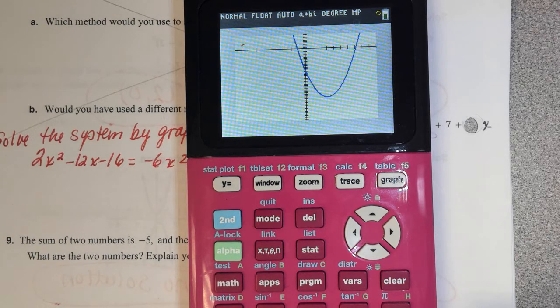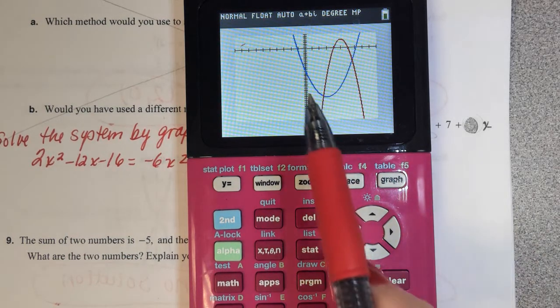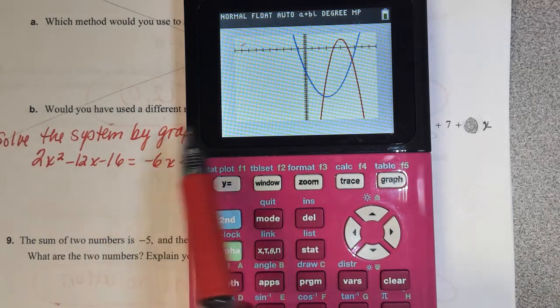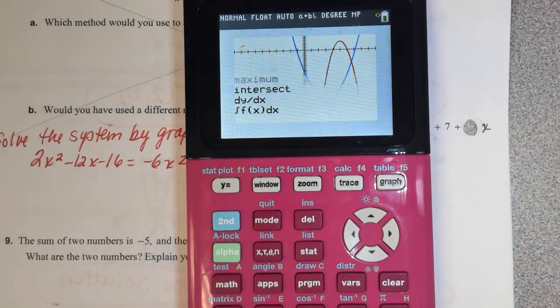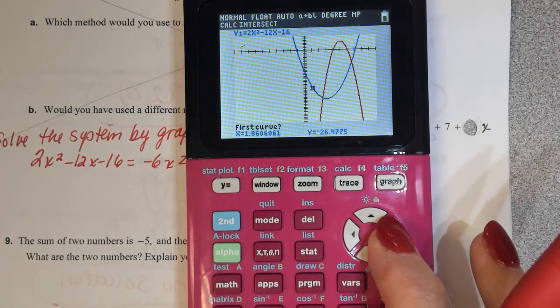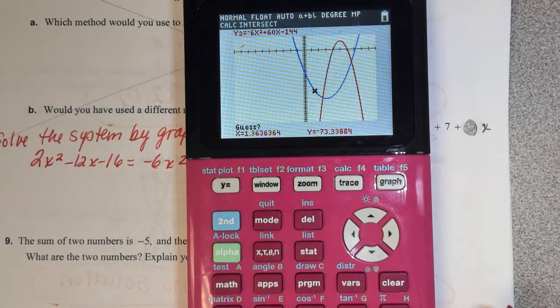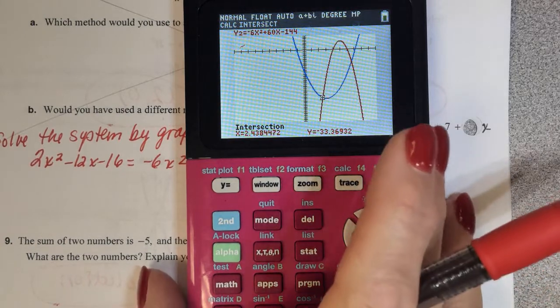There's the second one going to come in here. Okay, I'm trying to solve for x only, guys. There's no y in this problem. I do second trace, calculate the intersection. I get over here close to it. I do my enter, and here's my solution.